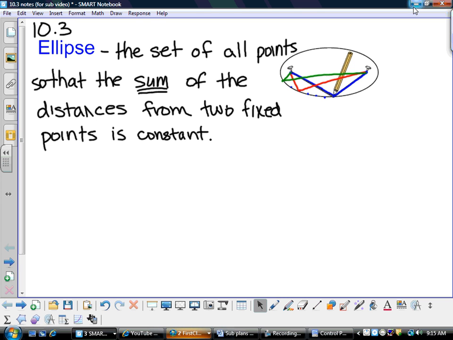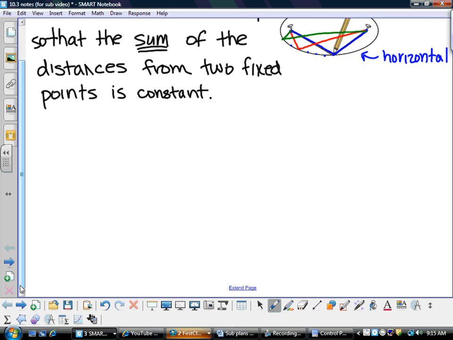Now, an ellipse can either be a horizontal ellipse like this one, or it can be a vertical ellipse, and I want to draw a big vertical ellipse in your notes so that we can label some of the important parts of the ellipse. Just like a circle, an ellipse has a center.